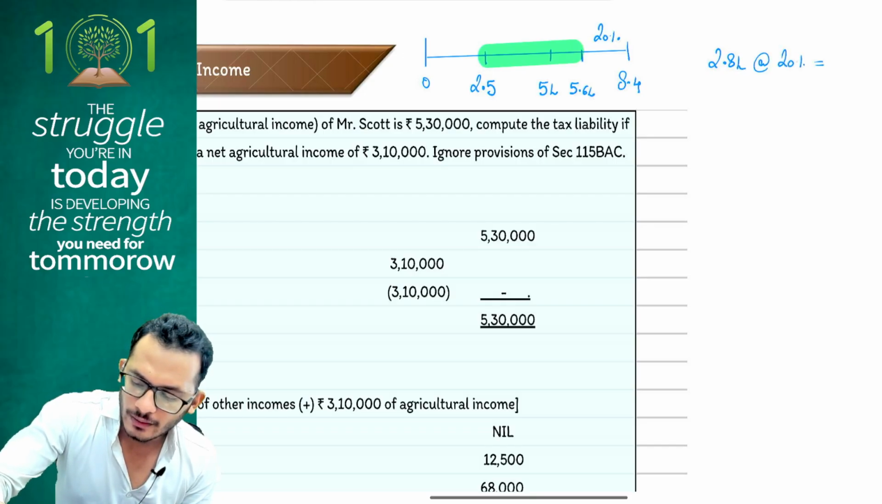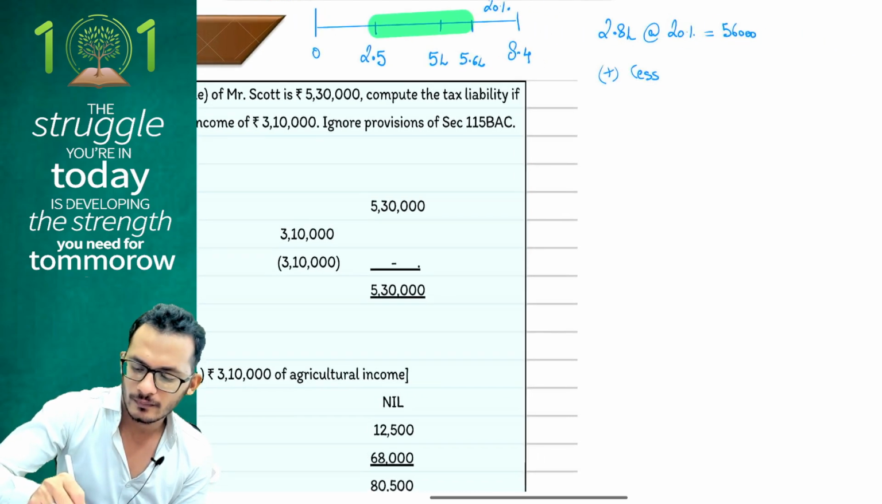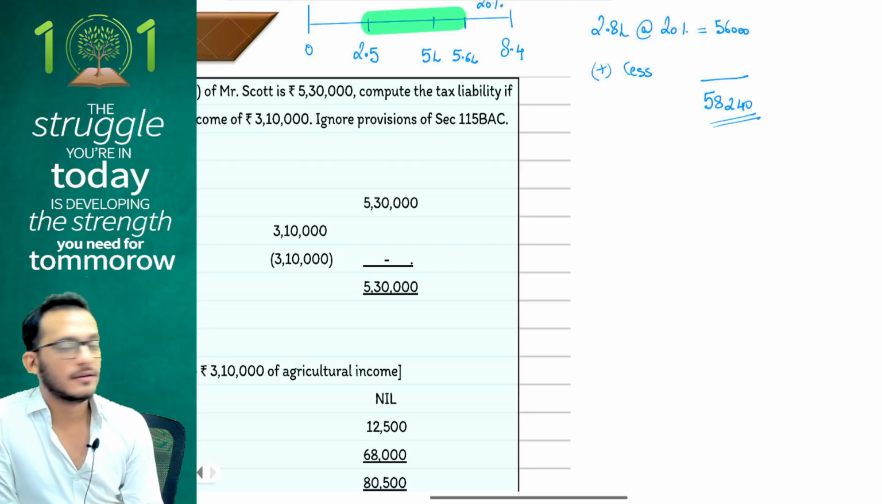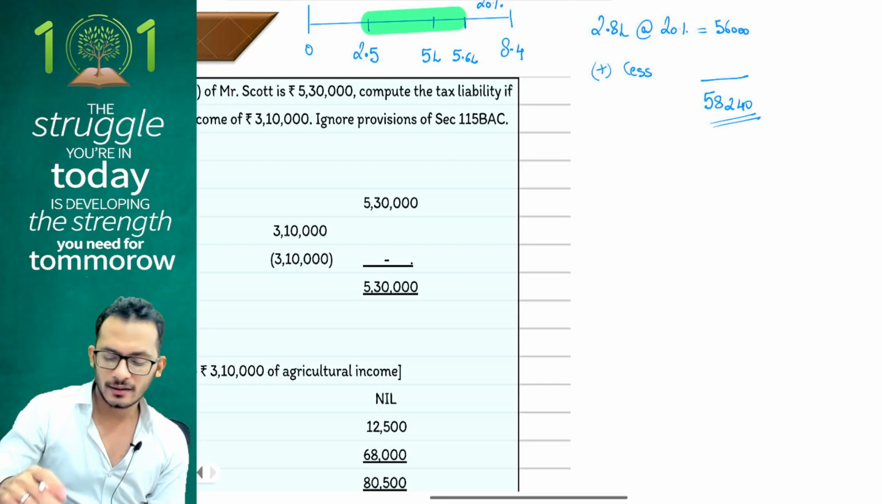The number is 56,000, on which I am going to apply cess. The number is 5824. 58240. Yes or no? Check it.